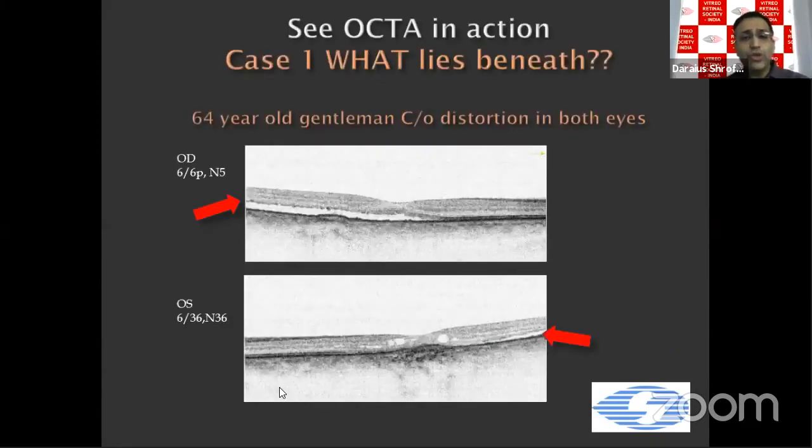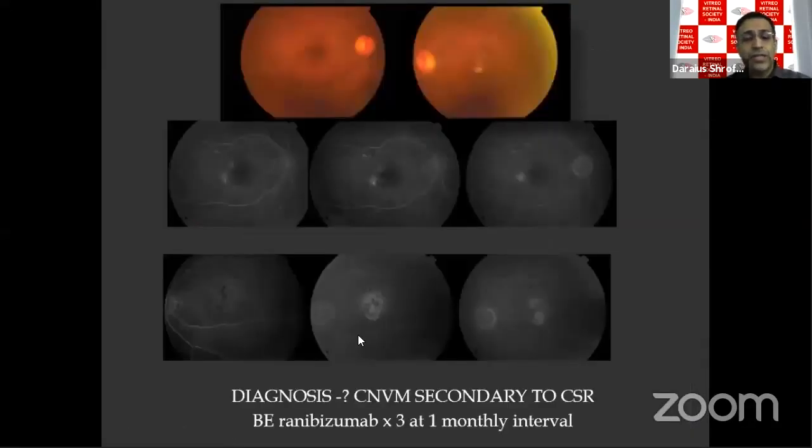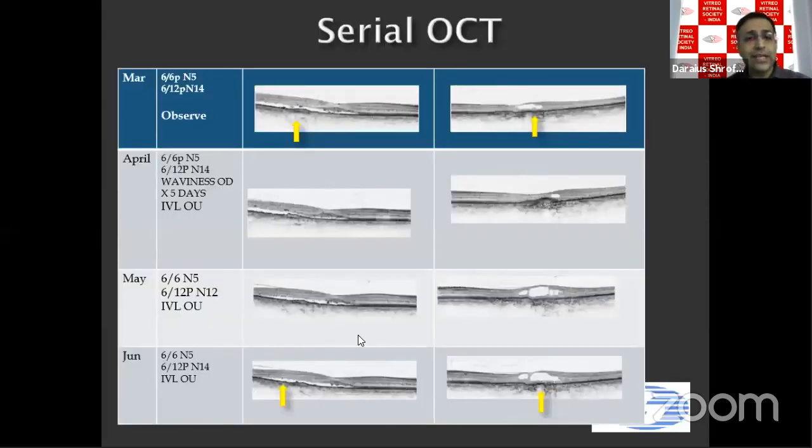Let's see how it's useful in an actual case, where it actually helped us. This was a 64-year-old gentleman with distortion in both eyes. You can see with the red arrows, there was some fluid, but not much of any CNVM seen on the normal B scan. This was in 2015. We did the routine angiography and we thought it looked very like a CNVM. We were not sure, but of course there was a history of CSR. So we gave anti-VEGF, but you can see the serial OCT: there's no change in the fluid post 3 anti-VEGF injections.